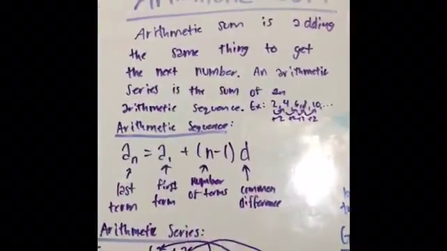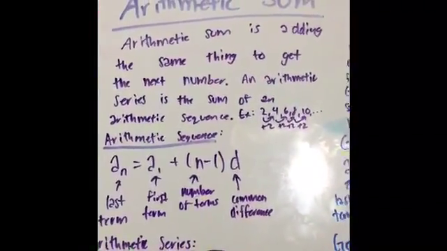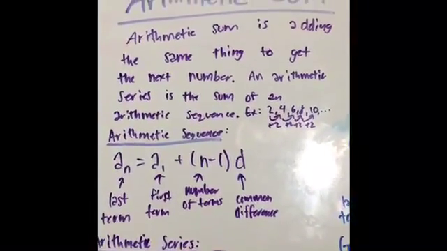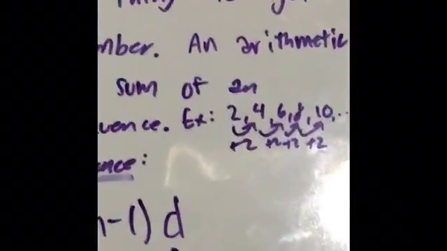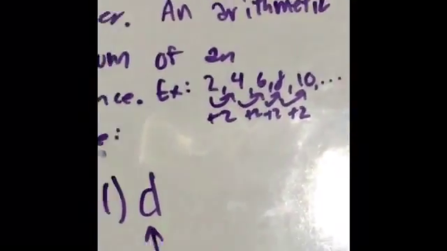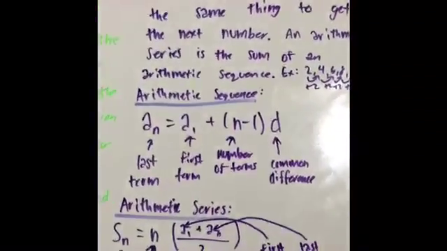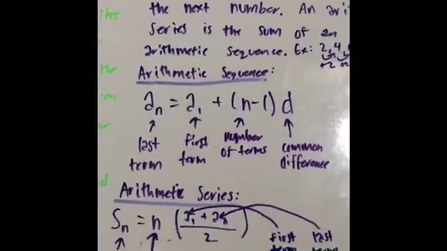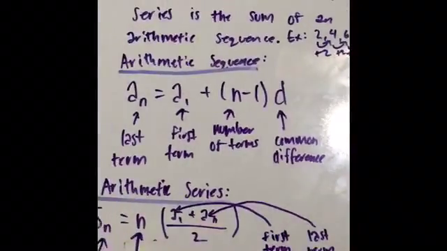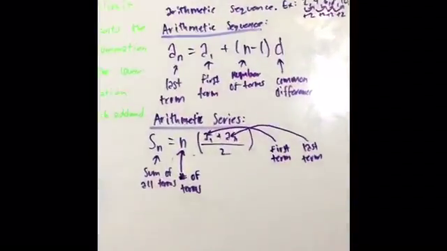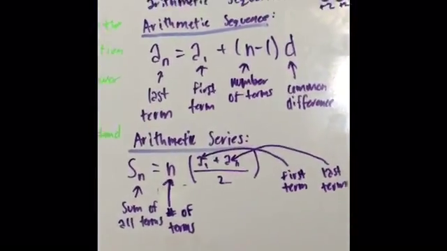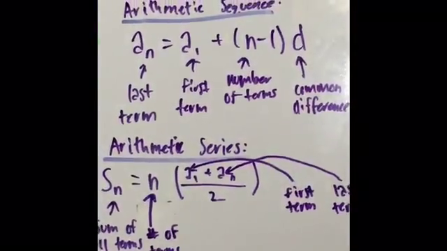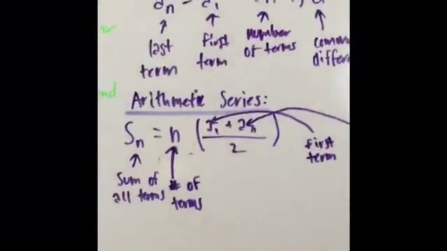Arithmetic sum is adding the same thing to get the next number. An arithmetic series is the sum of an arithmetic sequence. Example, 2, 4, 6, 8, 10. Each of those is being added by 2. Arithmetic sequence, the formula is a_n equals a_1 plus n minus 1 times d. Arithmetic series is S_n equals n times a_1 plus a_n divided by 2.